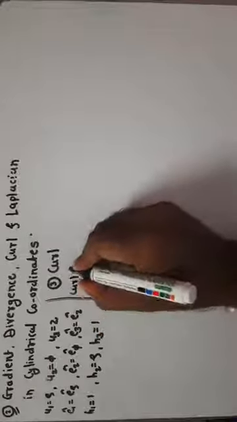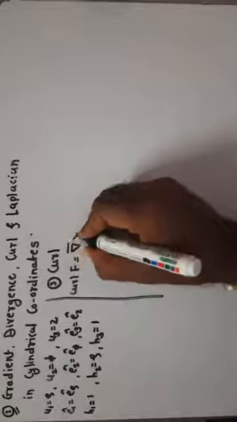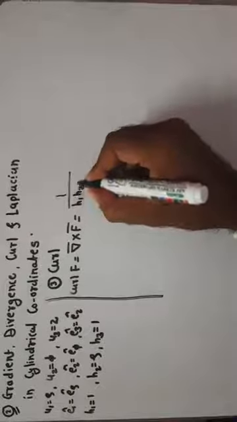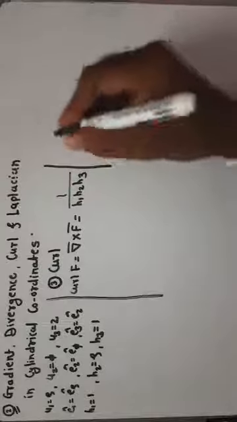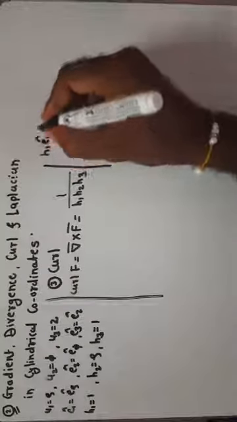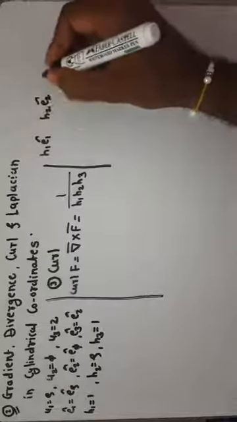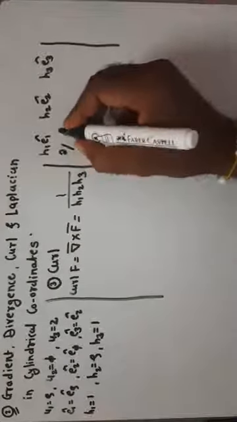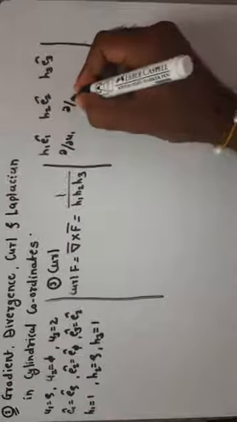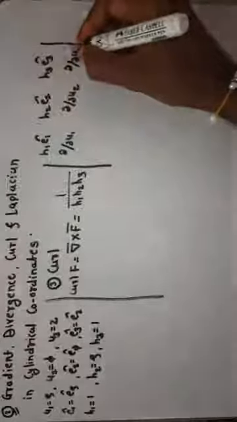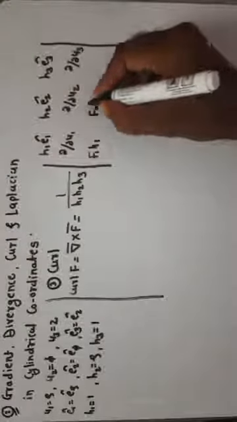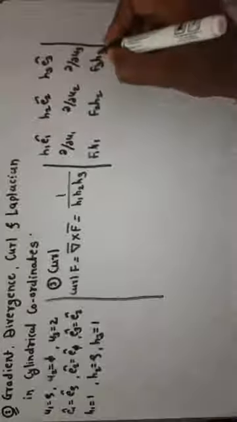Okay, third one is the curl. What is the general equation of curl of F bar? 1 upon H1 H2 H3, in determinant form: H1 E1 cap, H2 E2 cap, H3 E3 cap; here dou by dou u1, dou by dou u2, dou by dou u3; and here f1 h1, f2 h2, f3 h3.